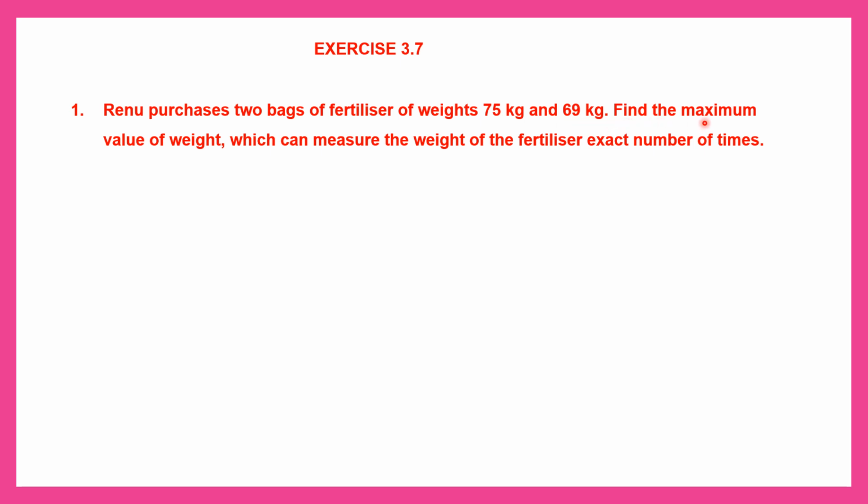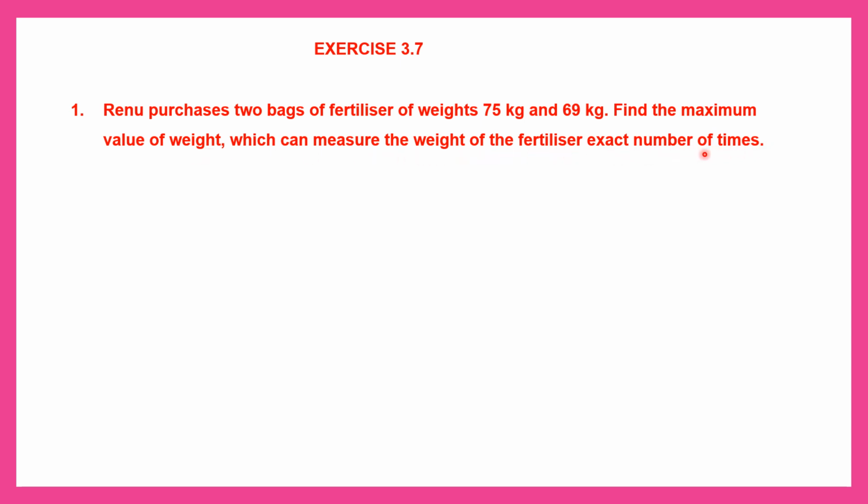We are asked to find the maximum value of weight, which can measure the weight of the fertilizer exact number of times. That means find the maximum. Maximum means the biggest, the highest. So here we are talking about the highest common factor. So when you see maximum, you must remember we are talking about the highest common factor. So here we have to find the highest common factor of these two numbers, and that will tell us the maximum value of the weight, which can measure the weight of the fertilizer exact number of times.